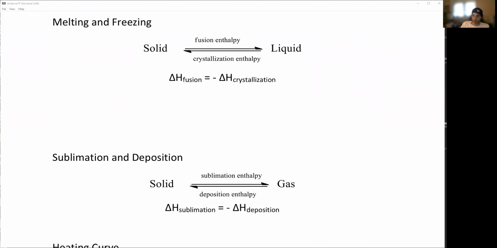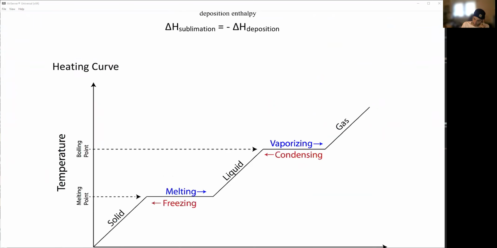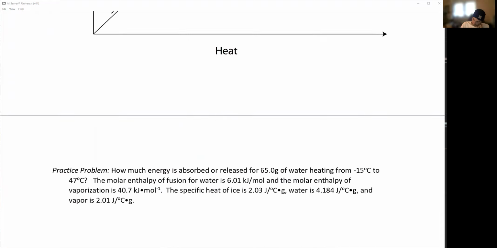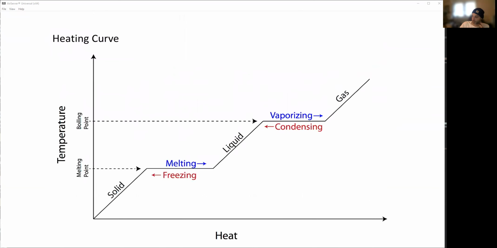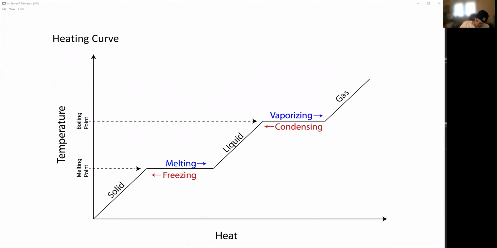All right, next up, melting and freezing, again, equal and opposite. That's really what I'm pointing out here. And then the heating curve. The heating curve is an important concept. We have two things: I have temperature and I have heat. Again, it's going to cost me energy to melt or to heat up a solid.